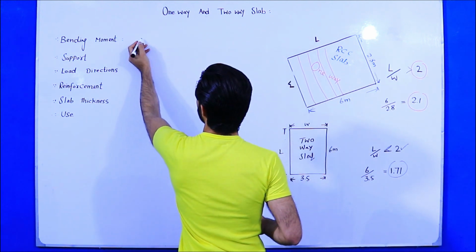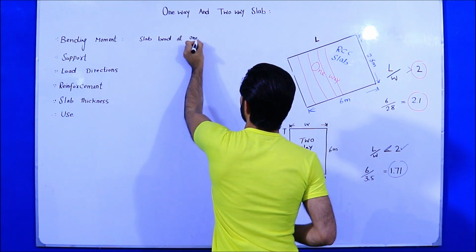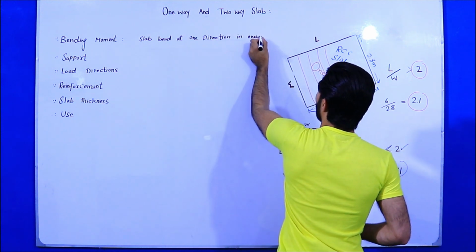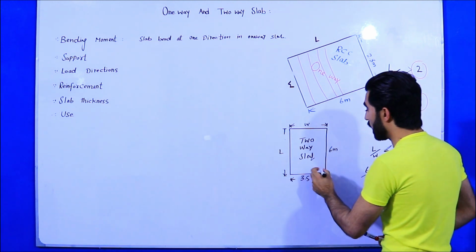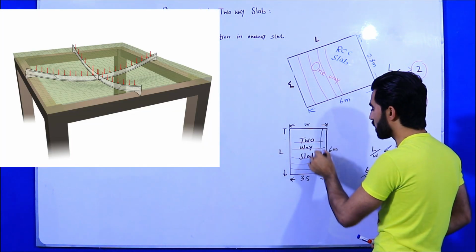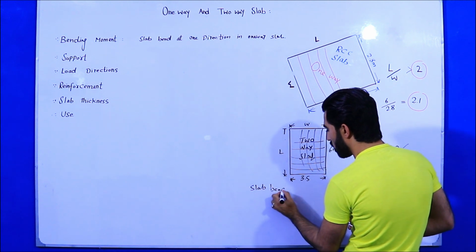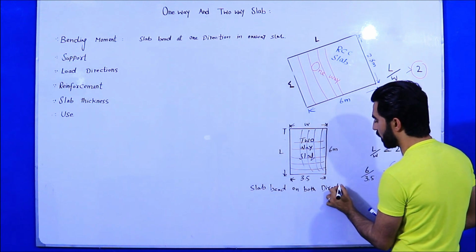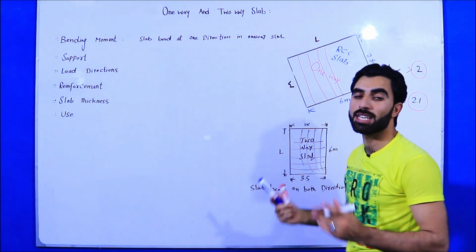So the slab is bent in one direction in one-way slab. But here guys, you can see the slab is bent in both directions. Again guys, you can see in the picture, the slab is bent in both directions. This is the difference, right? So in one-way slab the bend is in one direction, and in two-way slab, the slab bends in two directions.